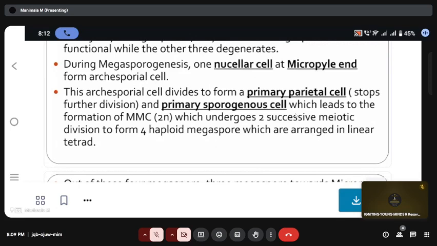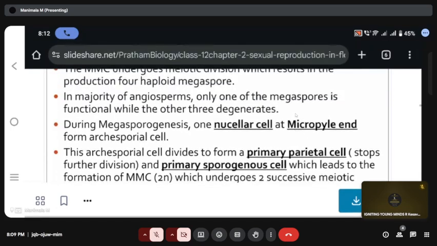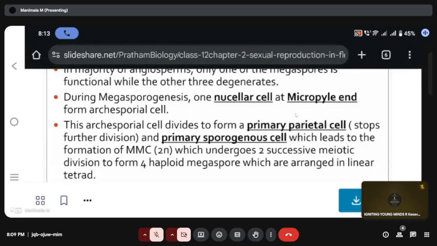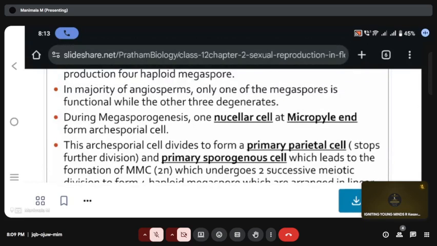Now the parietal cells repeatedly undergo what? Mitotic division, and add more cells to the nucellus. So the sporogenous cells function as what? Megaspore mother cells. Up to now any doubt? No, ma'am. I think you didn't get clarity here, right? After four cells are formed, one cell will act as a megaspore and the other three degenerate, right?